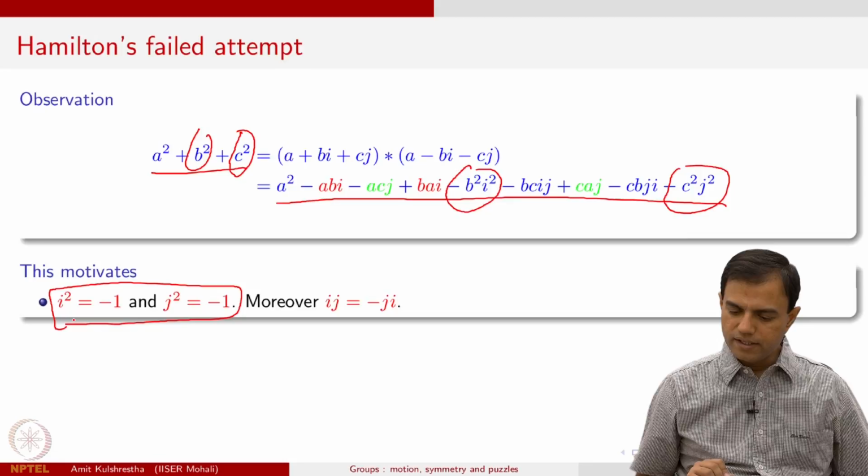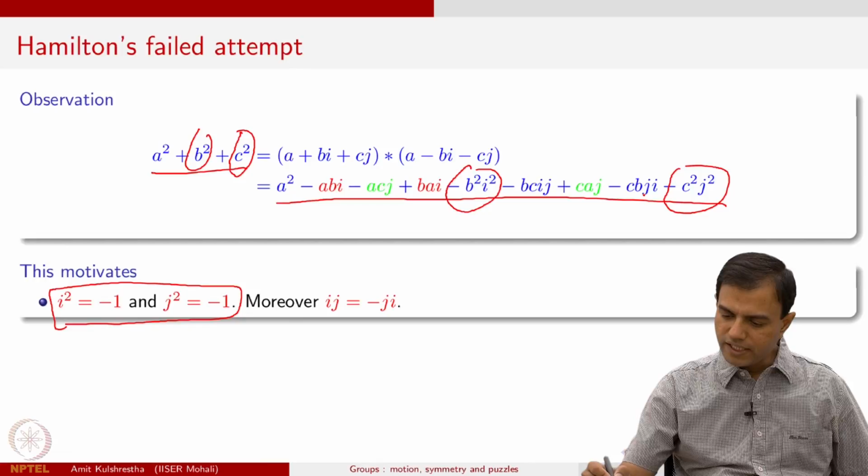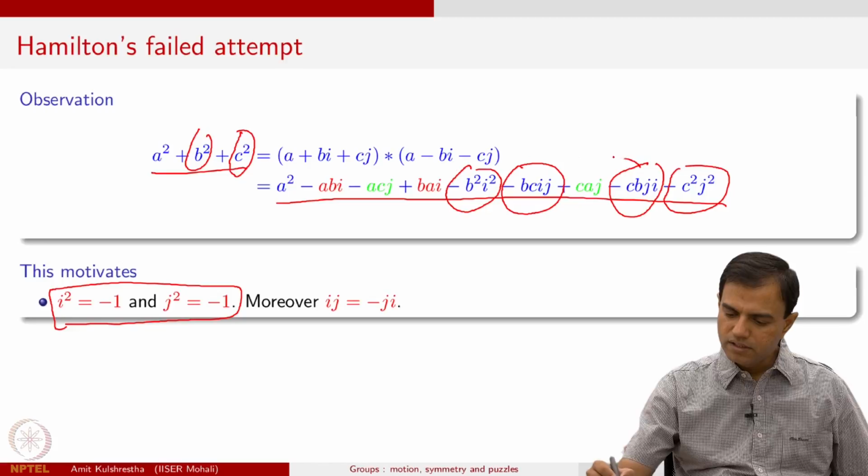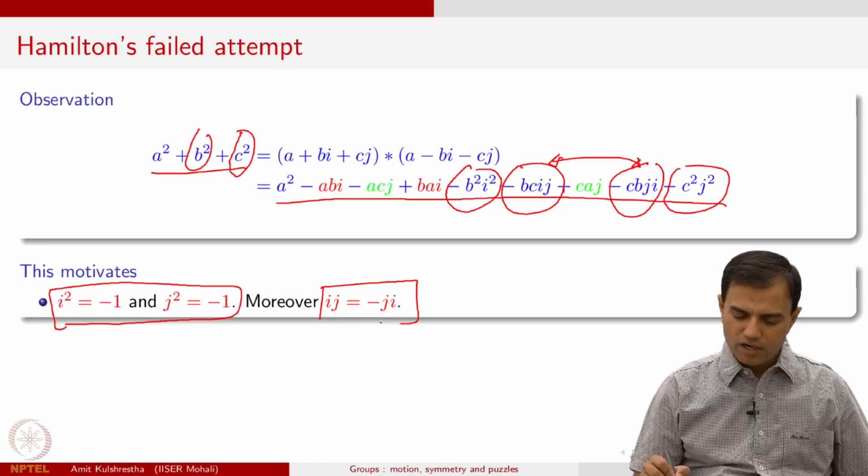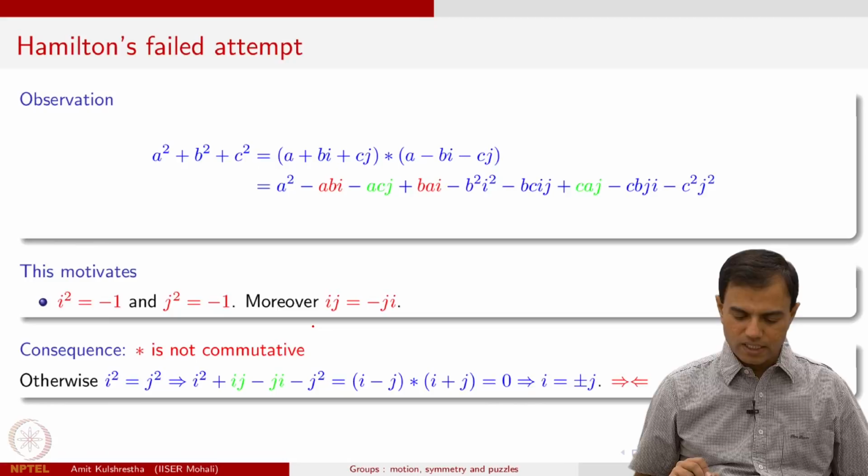And there is no term of ij here. So there is a term of ij here, there is a term of ij here, this term and this term. So probably they should cancel. In other words, ij should be minus ji. But then the problem is that, what is ij?